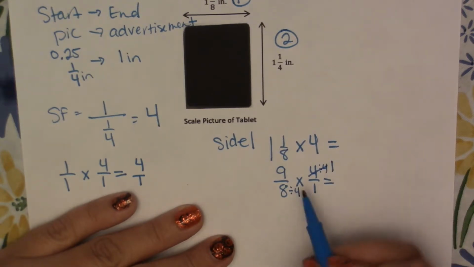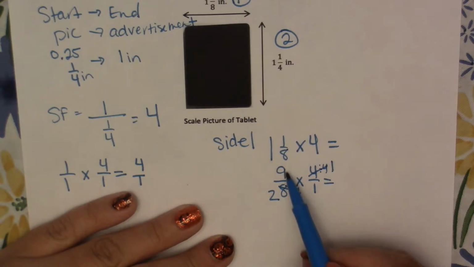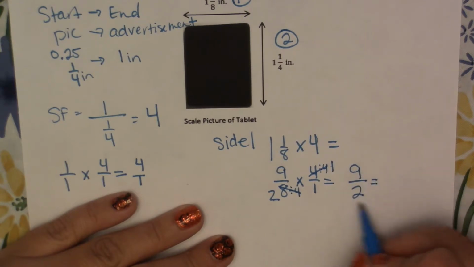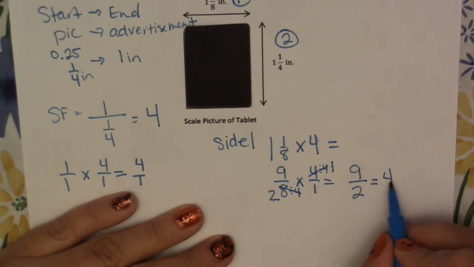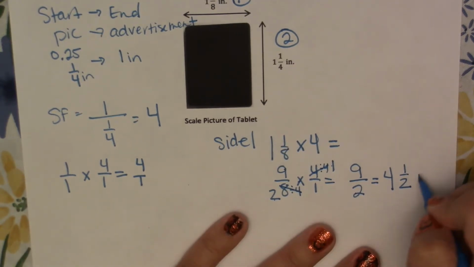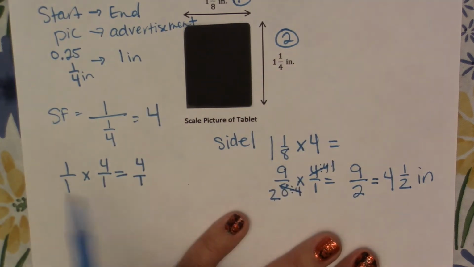4 divided by 4 is 1, 8 divided by 4 is 2. So now I can multiply. 9 times 1 is 9, 2 times 1 is 2. When I pull this back out to a mixed number, 2 goes into 9 4 times. So I take 4 times 2, 8 pieces out, and I am left with 1. So it would be 4 1/2 inches, because we went inches to inches.